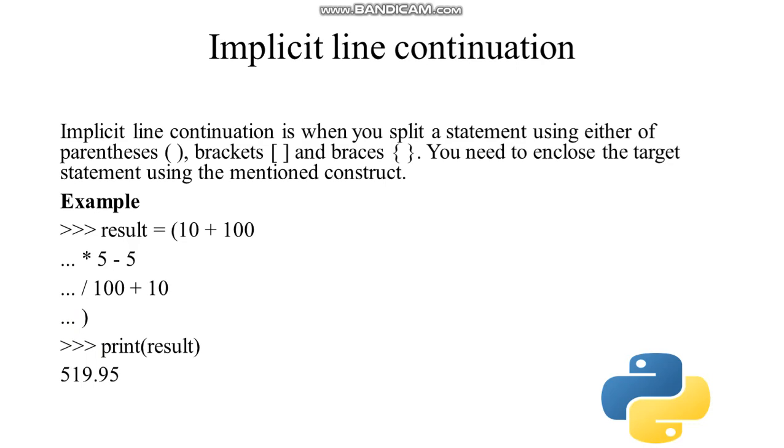Next is implicit line continuation. Implicit line continuation is when you split a statement using parentheses, braces or brackets. You need to enclose the target statement using the mentioned construct. For example, result equals 10 plus 100, I'm writing a new line, times 5 minus 5, 100 plus 10. If I'm printing the result, it will give me the output of the addition, multiplication and subtraction of all the elements. That means it is considering it as one equation.